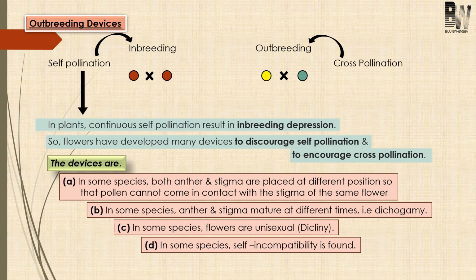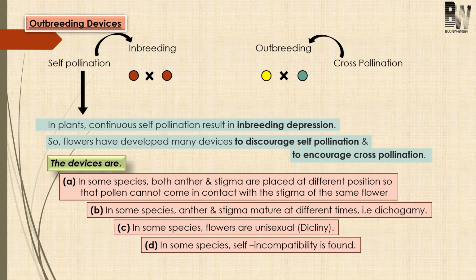Now come to point number 2. In some plant, what happens? The maturity timing of the anther and stigma is totally different. Here what can happen? Anther can mature earlier than stigma, or stigma can mature earlier than anther, and thus self-pollination will be prevented. Now come to third point. In some plant, you will find that the flowers are unisexual, okay, and if the flowers are unisexual, then there is no chance of self-pollination, and thus self-pollination will be prevented.